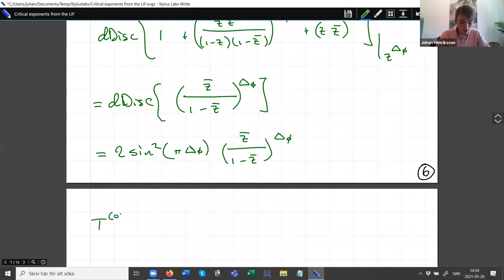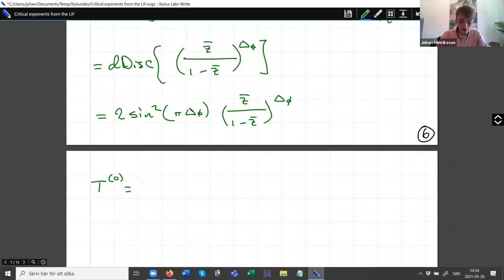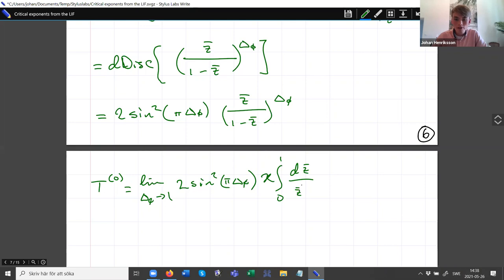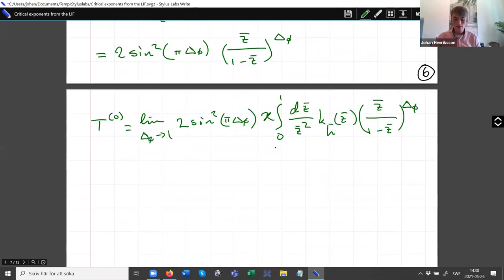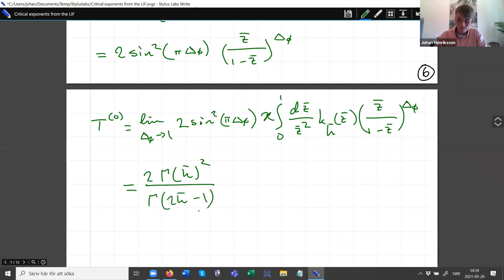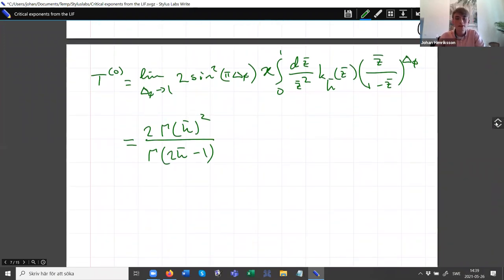So to finish step one, we compute T zero, which is the limit delta phi goes to one of two sine squared pi delta phi times the integral kappa, integral from zero to one, d z bar over z bar squared, k h bar of z bar times z bar over one minus z bar to the delta phi. This integral, with the definition of k, you can go ahead and compute, say in Mathematica, if you want. And then taking the limit, what you get is 2 gamma of h bar squared divided by gamma of 2 h bar minus 1. So that finishes step one.